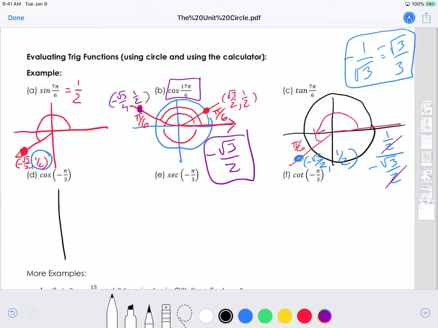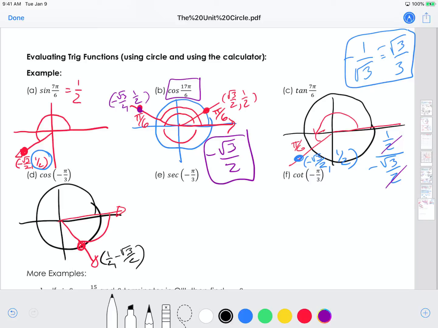Okay, part D, negative pi over 3 means that I'm going to be sweeping my angle open in the clockwise direction. So I have my initial side, and I'm going to sweep open negative pi over 3. That's going to be this point here. At this point on my unit circle, it's going to be positive 1/2 and negative square root of 3 over 2. Since we're looking for the cosine, I'm going to take my x value, and I'm going to get that that's 1/2.